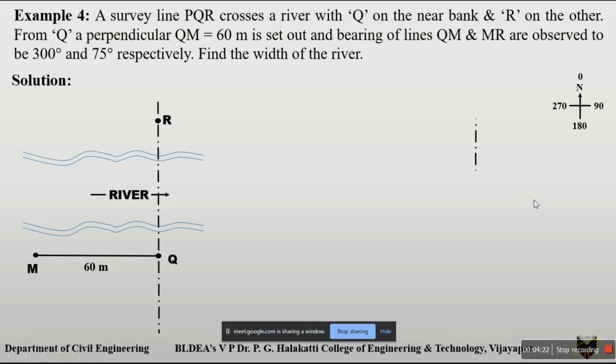So I will show here, considering the same points. This is our compass, and this is the north side. The 300 degrees is Q to M. It is measured from the north line with respect to the line. After measuring the 300 degrees, I draw the line. That line is Q to M.